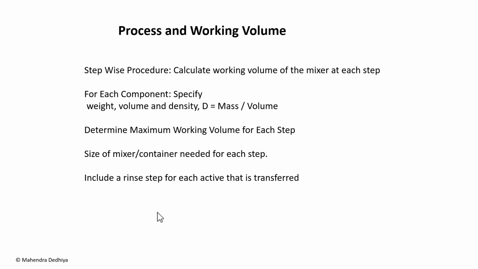So you build your developmental batches using commercial type processes. For each component, specify weight, volume, and density. And many times, density is estimated, and that's acceptable for small volume. Density is equal to mass divided by volume.